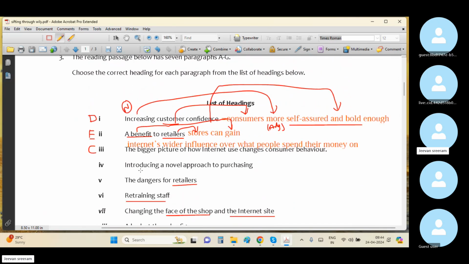Next. Introducing a novel approach to purchasing. Is anybody there to answer this? Which paragraph can you find this information in? Which paragraph consists of the original text of this paraphrase? So definitely it is the paraphrase version of the information given in the passage, right? In which paragraph can you find this information? Introducing a novel approach to purchasing. It's so easy.